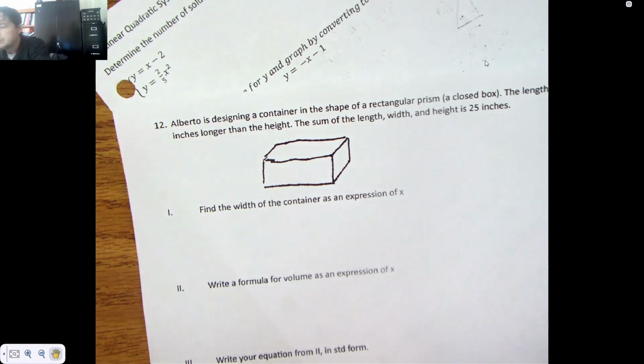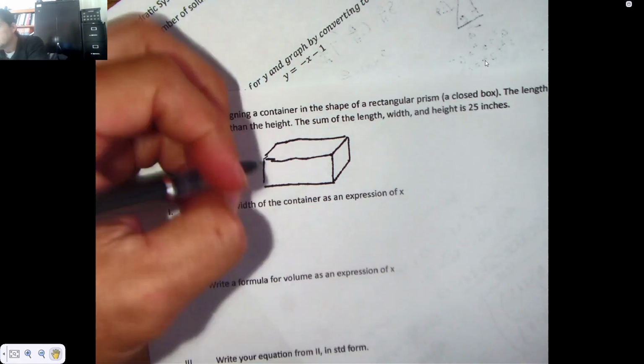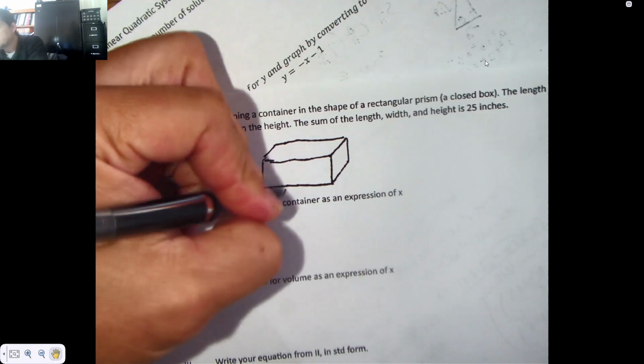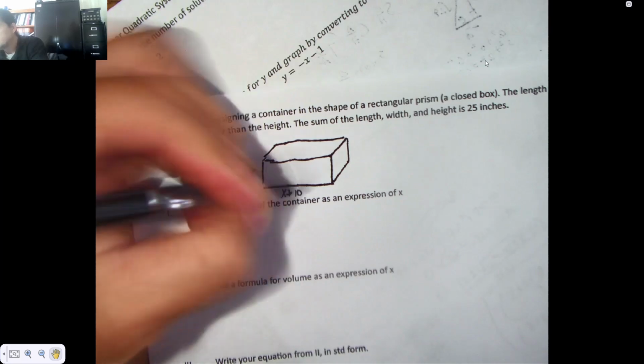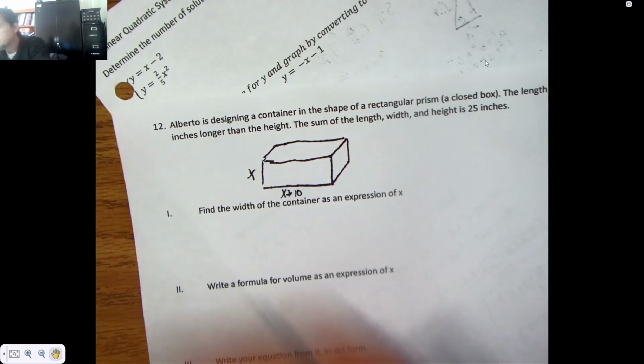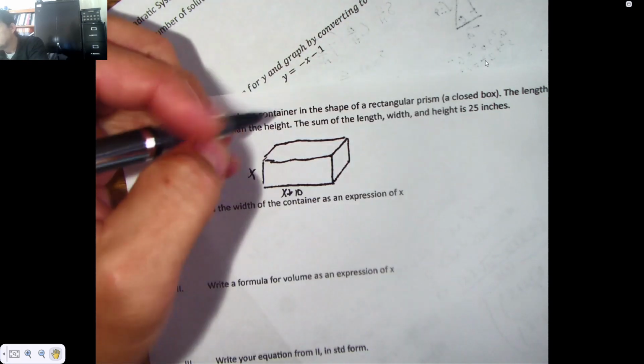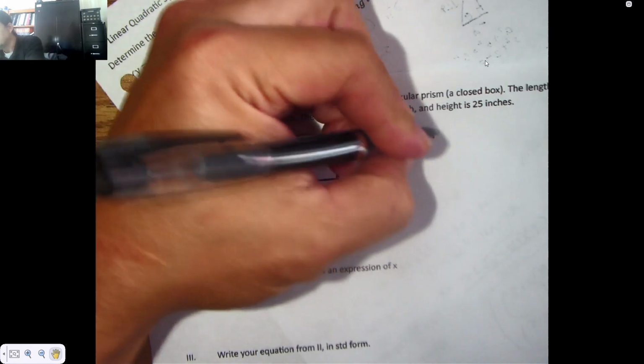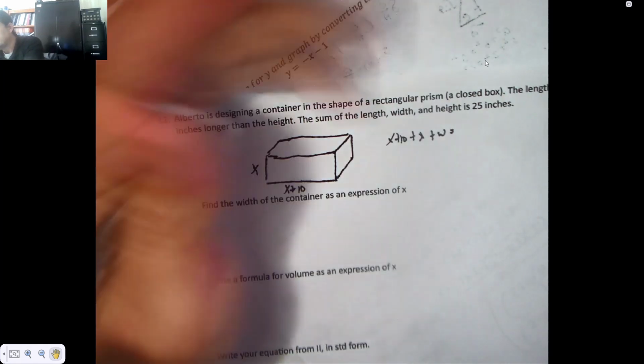And the text tells us the length of the container is 10 inches longer than the height. So if I call the height x, the length has to be x plus 10. The text also tells us that the sum of the length, width, and height is 25 inches. Because I have the height and I have the length and I need the width. So the length is x plus 10, the height is x, and I don't know the width, but I know if I add them all together I get 25.